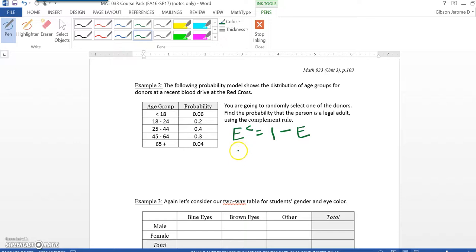Okay, now, the complement of E should be 1 minus. Now remember, we want to find that the person is a legal adult. So what we would do is take 1 minus the age group that's under adulthood, which is this less than 18 group. So the probability is 0.06. And the complement of this event would be all legal adults. So 1 minus 0.06 would be 0.94. So that is the probability of a legal adult in this situation.